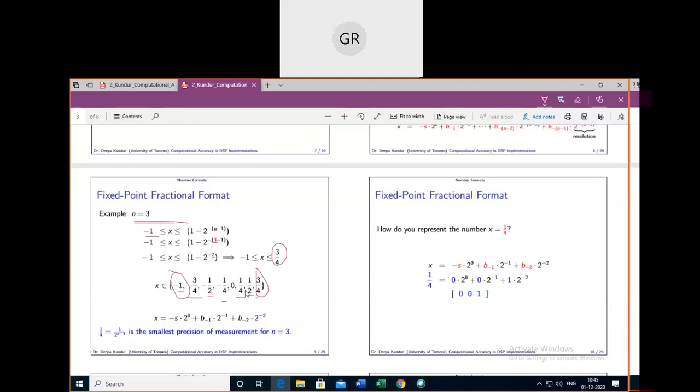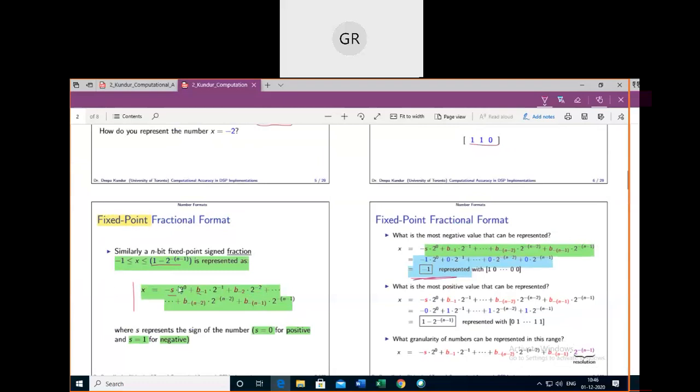Okay, next one. How do you represent the number x equal to 1 divided by 4? How can we represent x equal to 1 divided by 4? Anybody? See, just refer to the number format. This one is the number format, right?